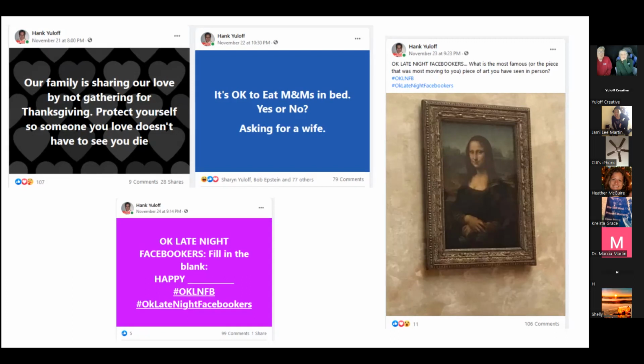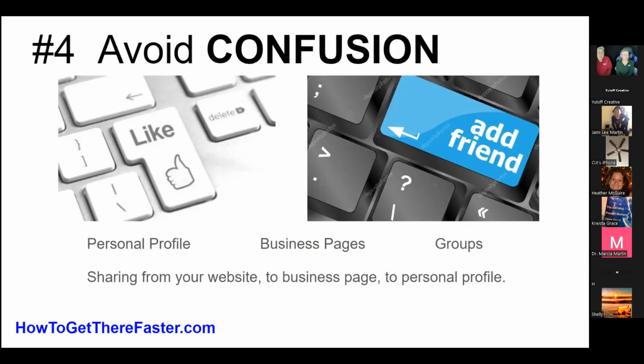Number 4 is avoid confusion. Hey Sharyn. Yeah. What's the difference between a personal profile, a business page, and groups? And do I share to my website? And how do I share? So I'm going to let you talk for a couple of minutes. I want to make sure, so it's all on this one slide, so go for it.